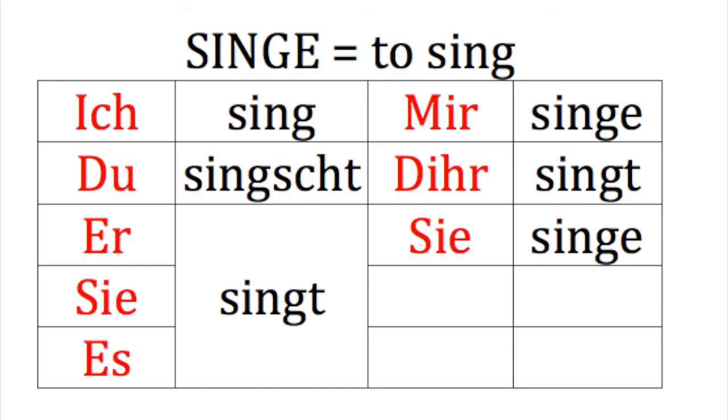Let's take a look at another verb just to kind of cement it in there. A verb I referenced earlier. Singe, to sing. Another verb that ends in E, so drop the E, and here we go. Conjugate it out. Ich sing, du singst, sie und es singt, mir singe, dir singt, sie singe.